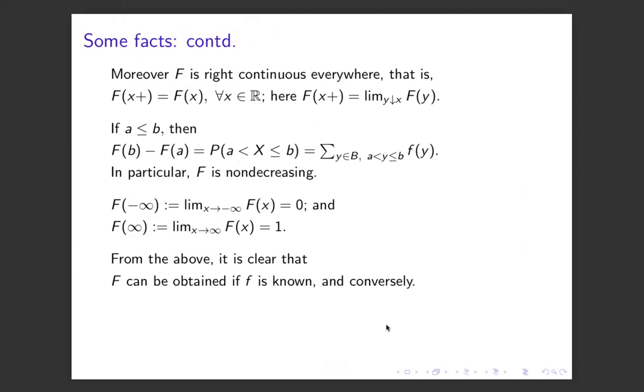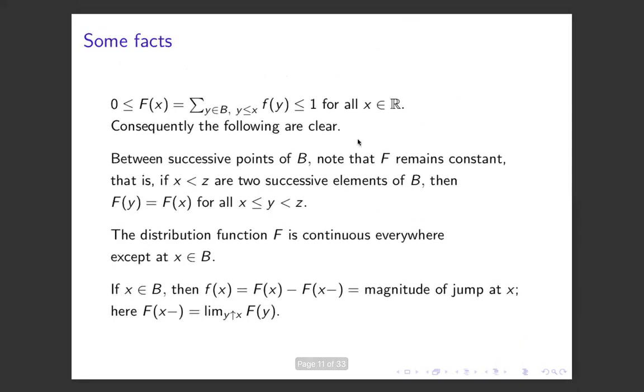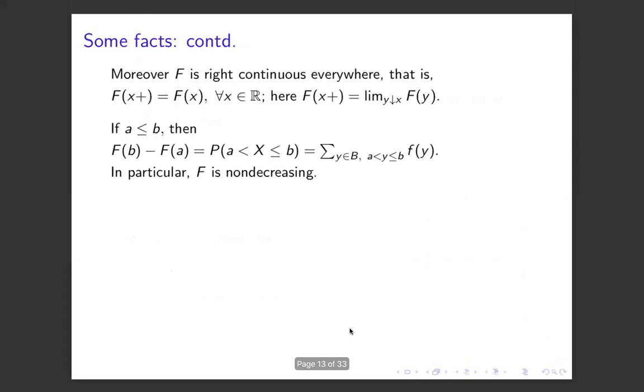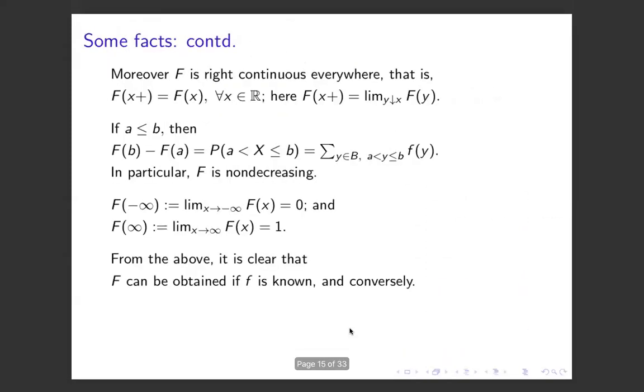So from what we have given in the previous two slides, that is in this as well as the next one, you can see that if you know capital F, from that you can find little f, and if you know little f, from that you can find capital F. So from the distribution function, you can get hold of the probability mass function and vice versa. Again, something which you know.